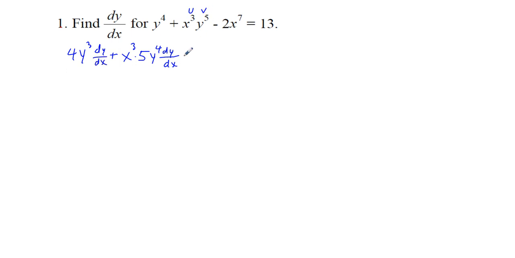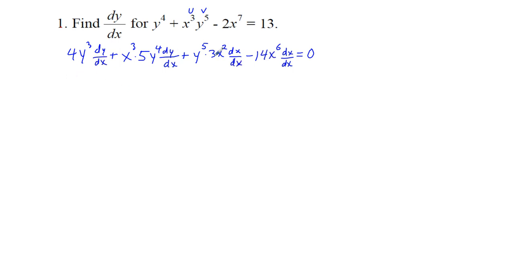And next, using the product rule, we take y to the 5th power times the derivative of x to the 3rd power, which is 3x squared, and we're going to have dx dx. Okay, we're taking the derivative with respect to x. We have dx over dx, minus 7 times 2 is 14, x to the 6th power, with respect to x, dx dx. And on the right side of the equation we have 13, which being a constant is 0.